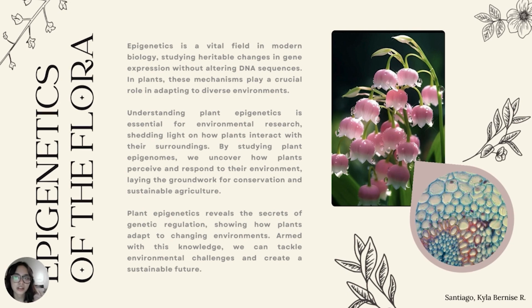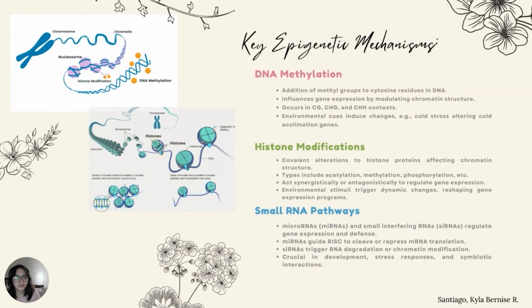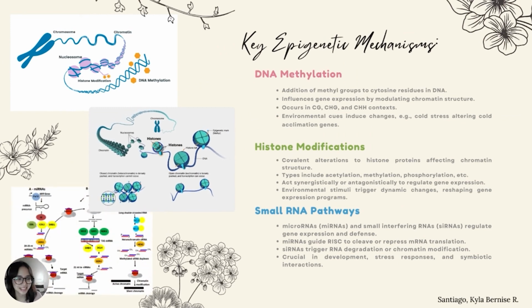By deciphering the molecular underpinnings of environmental adaptation, researchers paved the way for innovative strategies in conservation, sustainable agriculture, and ecosystem management. Here are the three key epigenetic mechanisms. First of all, we have DNA methylation. DNA methylation is a crucial epigenetic process where methyl groups are added to specific parts of DNA, particularly in cysteine residues. In plants, this modification mainly occurs in three specific sequences: CG, CHG, and CHH.